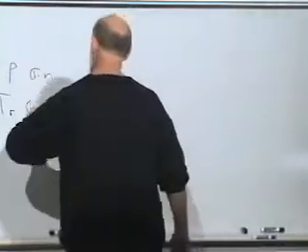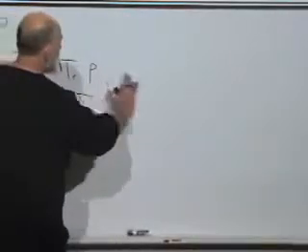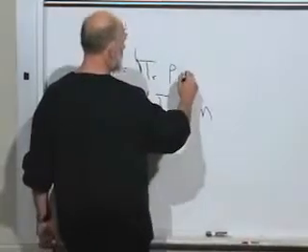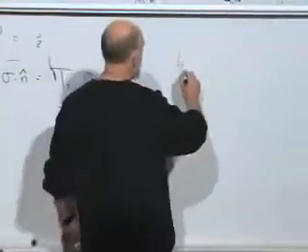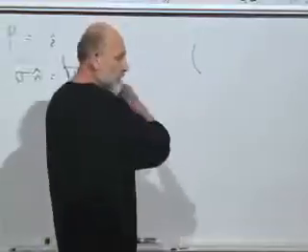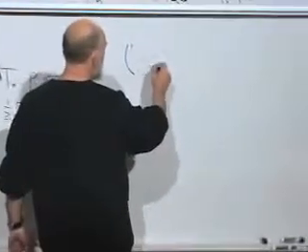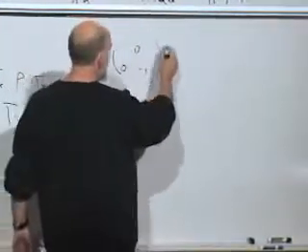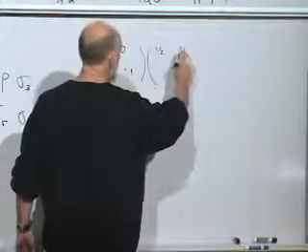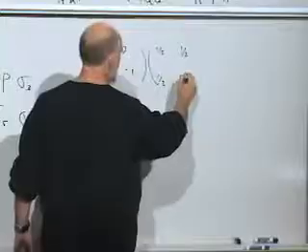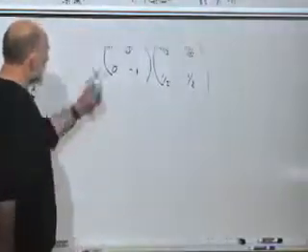Let's calculate the expectation value of sigma z. Let's start with sigma 3. For that we take the trace of rho times sigma 3. It doesn't matter which order. Sigma 3 is the matrix 1, 0, 0, minus 1. And rho is 1/2, 1/2, 1/2, 1/2. Okay, let's see what the product is.